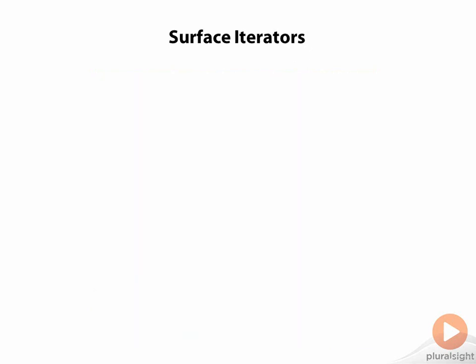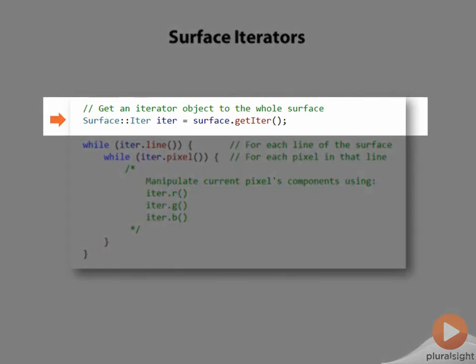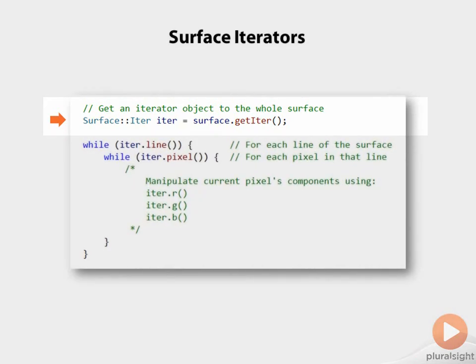So, how can we access the pixels inside a surface? The answer to that question is to use surface iterators. This simple C++ code snippet shows an example of this surface pixel iteration pattern. We start requesting an iterator object to iterate the pixels in the whole surface. To do that, the surface getIter method is called. The return value of this method is an iterator object that we can use during the iteration process.